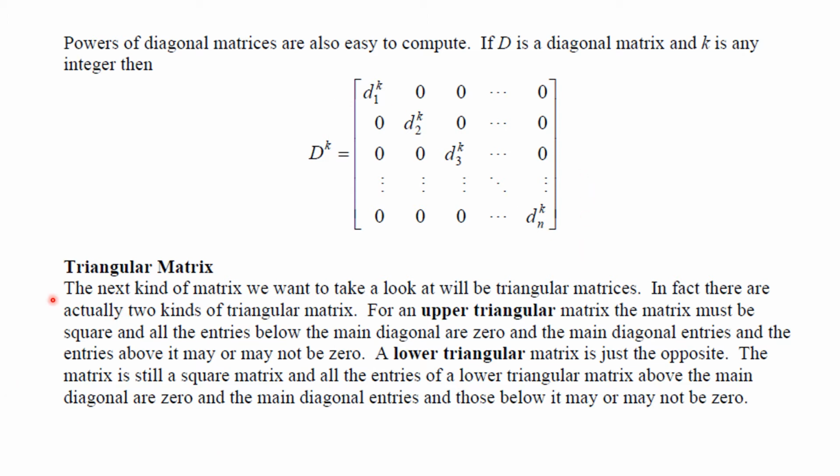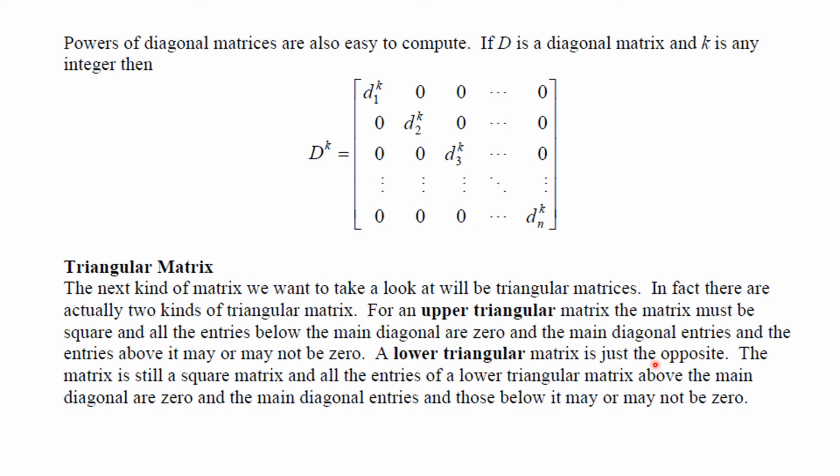The next kind of matrix we're going to talk about is called triangular matrices. And there are two kinds of triangular matrix. For an upper triangular matrix, the matrix must be square and all the entries below the main diagonal are zero. Not the main diagonal itself, but below the main diagonal. And the main diagonal entries and the entries above it may or may not be zero. That is for upper triangular.